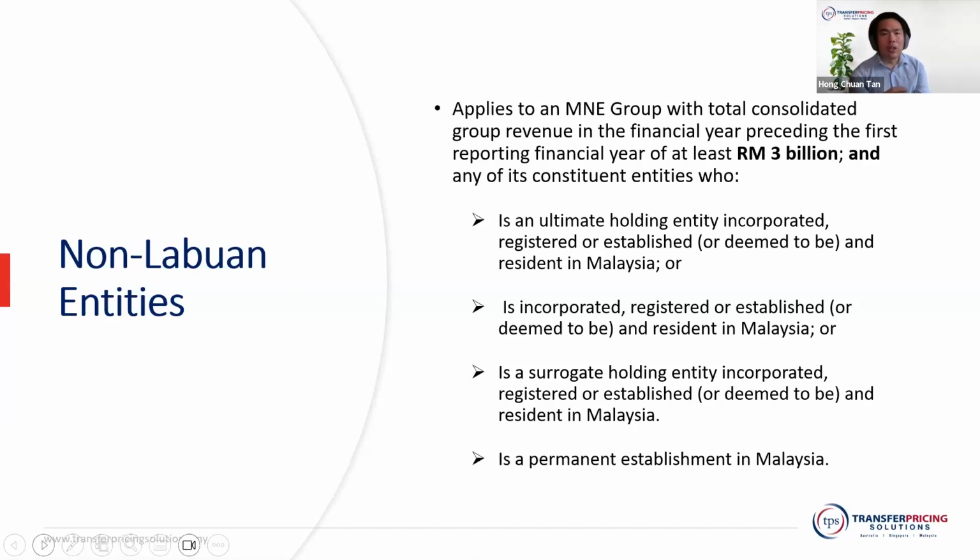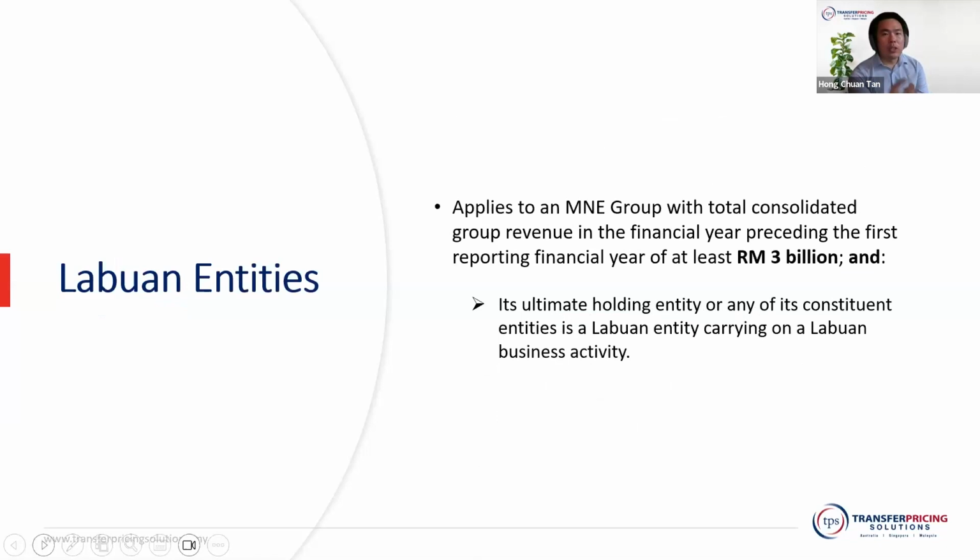So this is the non-Labuan one. And the next one is Labuan. Labuan is similar. The difference is that if you're the ultimate holding company, you're obligated to prepare and lodge, only for the ultimate holding entity constituted in Labuan, then you need to prepare that CBC report.